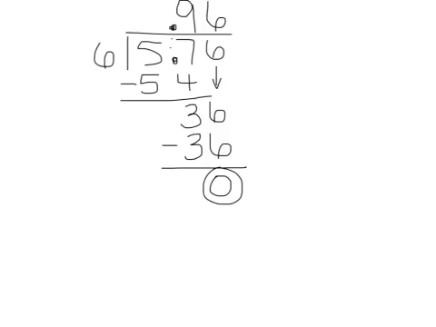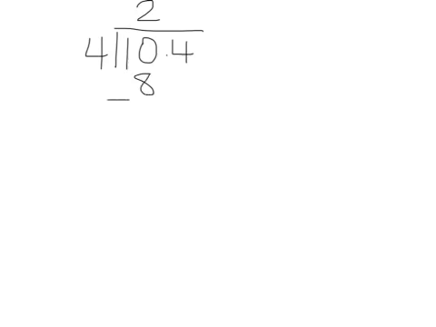Try the next one if you'd like. 10 and 4 tenths divided by 4. Hit pause and give it a try. 4 doesn't go into 1, so I ask myself, does 4 go into 10? Yes, it goes in 2 times. 4 times 2 is 8. 10 minus 8 is 2.